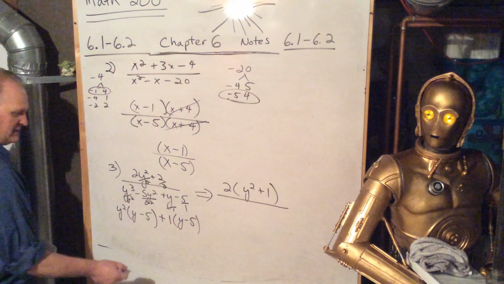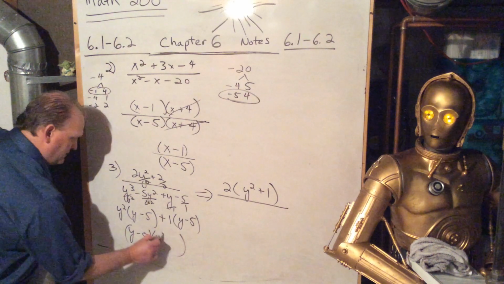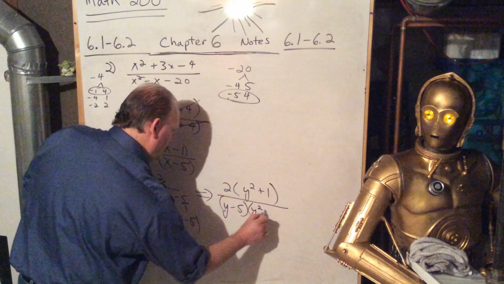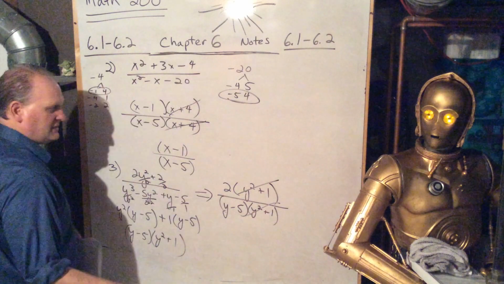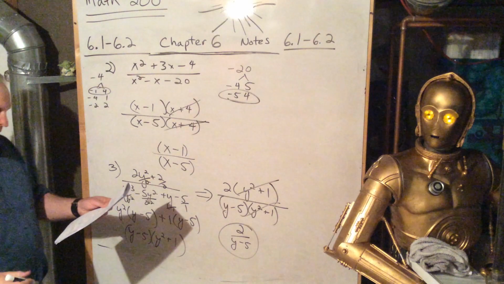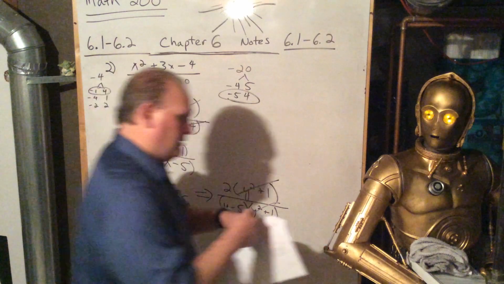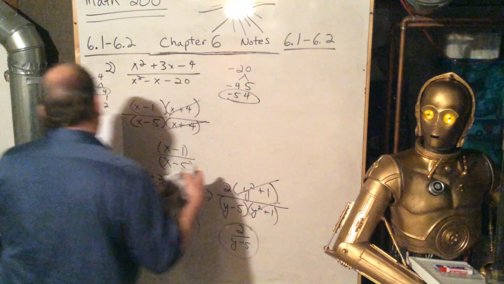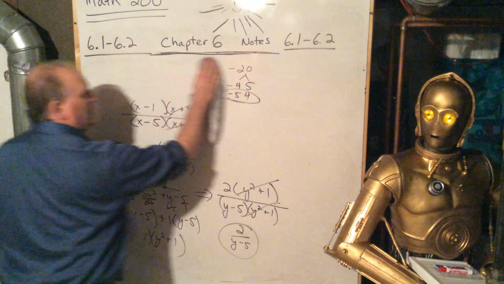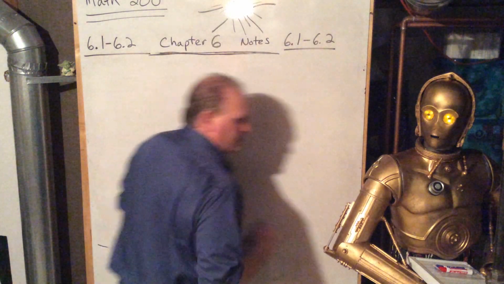And now look, we got y minus 5 twice, so we can factor out a y minus 5. And we're left with y squared plus 1. So y minus 5, y squared plus 1. And boom, those cancel. So we end up with 2 over y minus 5. That's my answer. All right, on the next part, we multiply, which is not that tough when we're doing this.